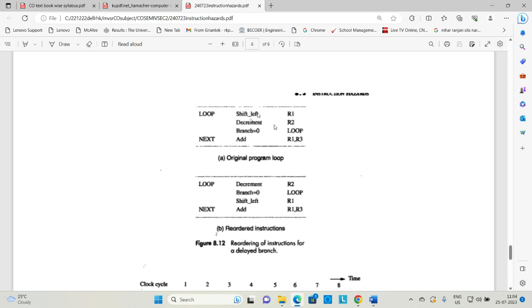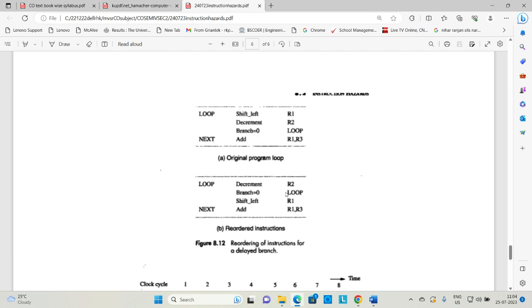We are using R2 register as a counter. R2 is a counter which goes on decrementing, and this counter is used to shift left register R1 contents. Here there is a branch condition. So depending on the branch condition, whether it is true or false, it will either loop back again and do the same thing, or go to the next and do the addition of R1 and R3. This is our original program loop and the instructions therein.